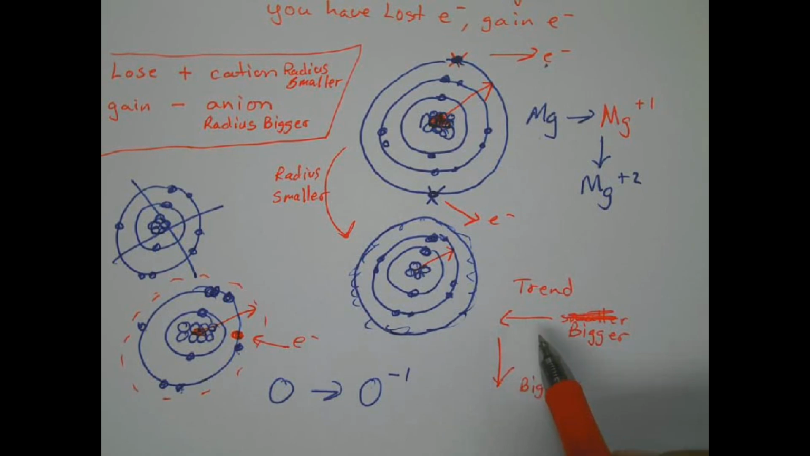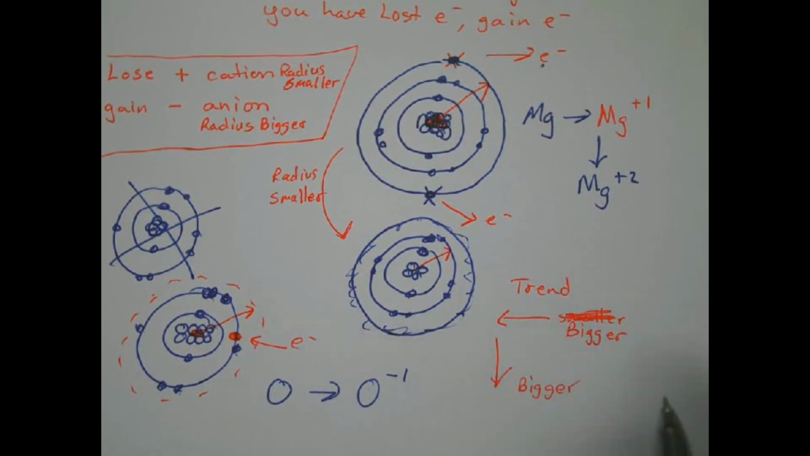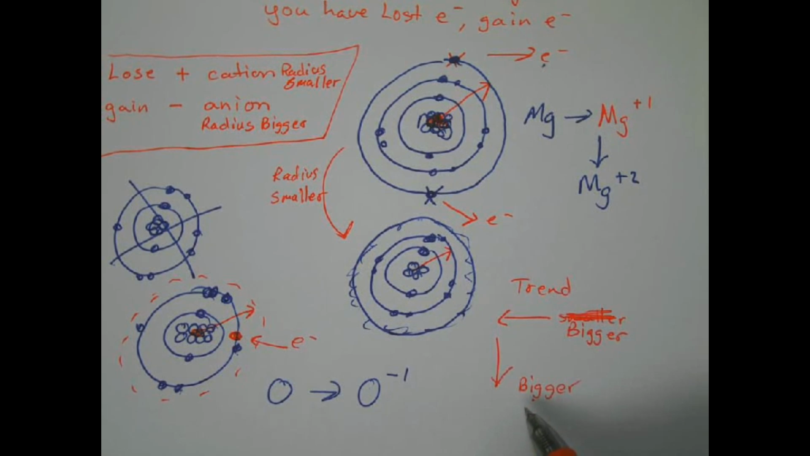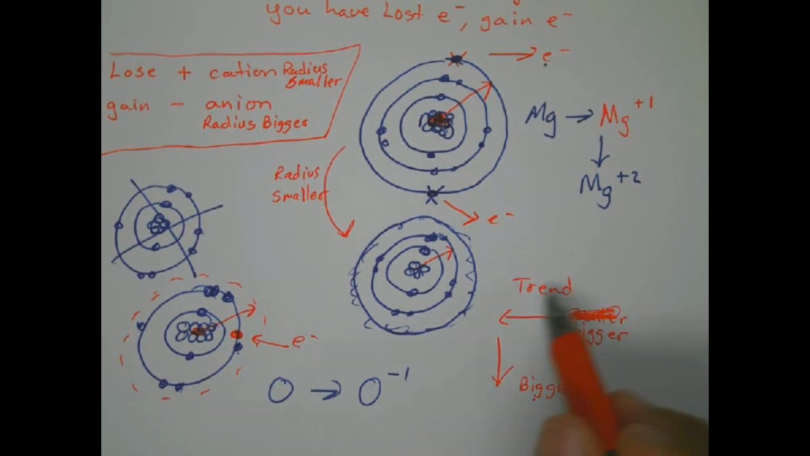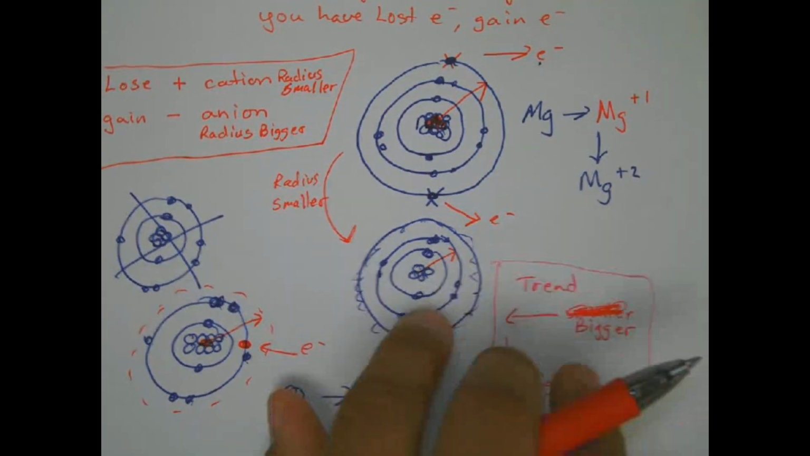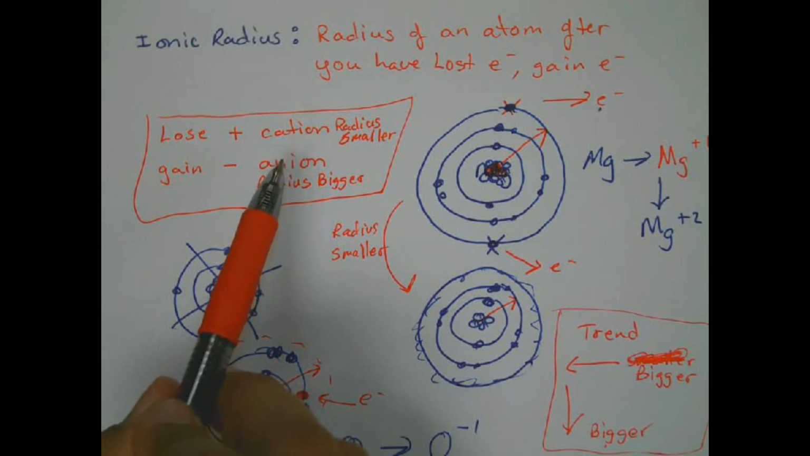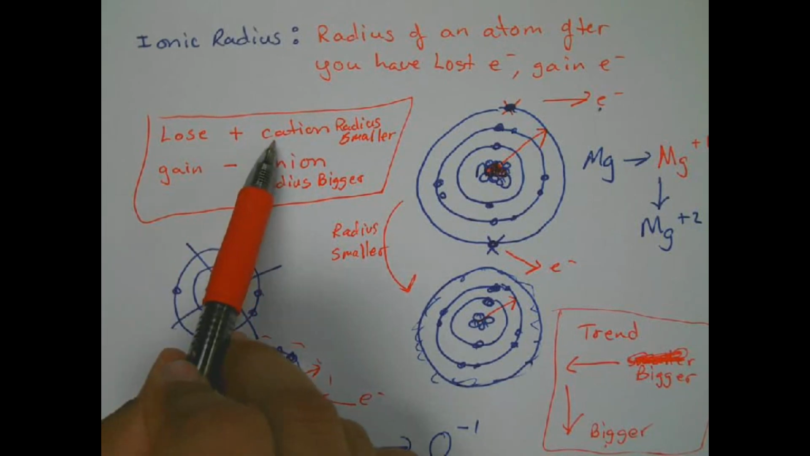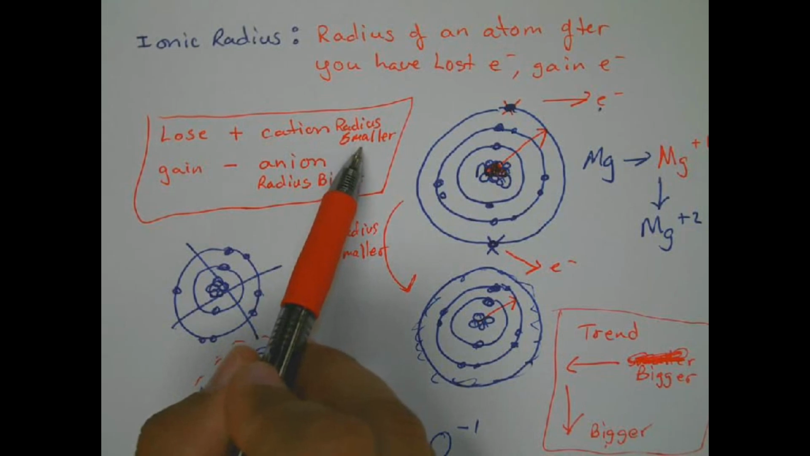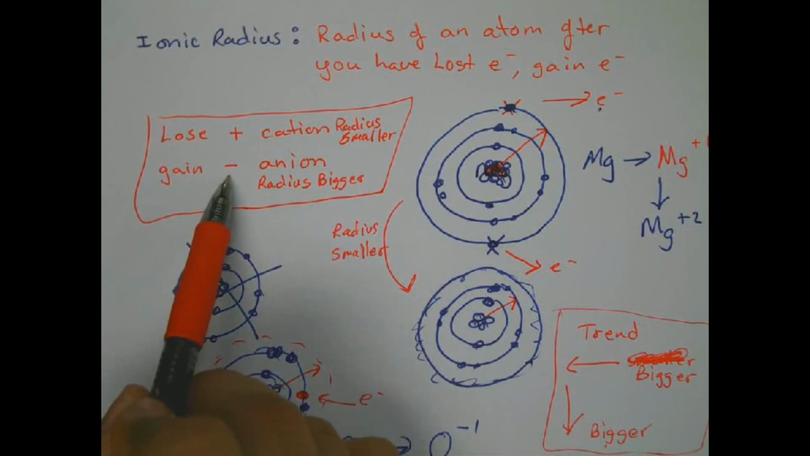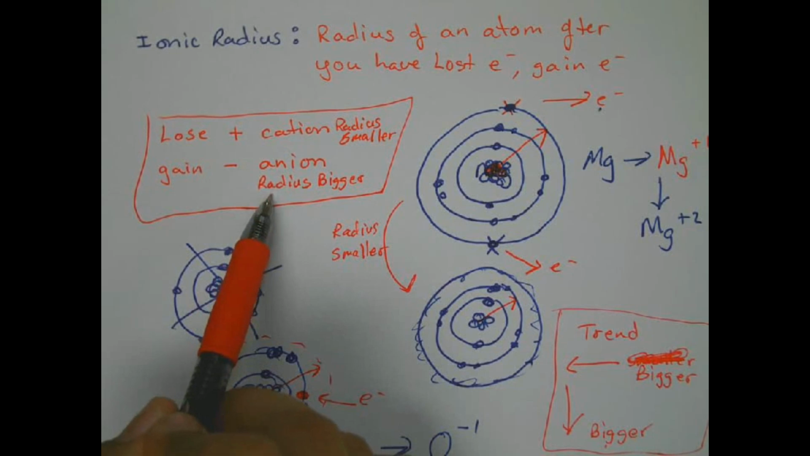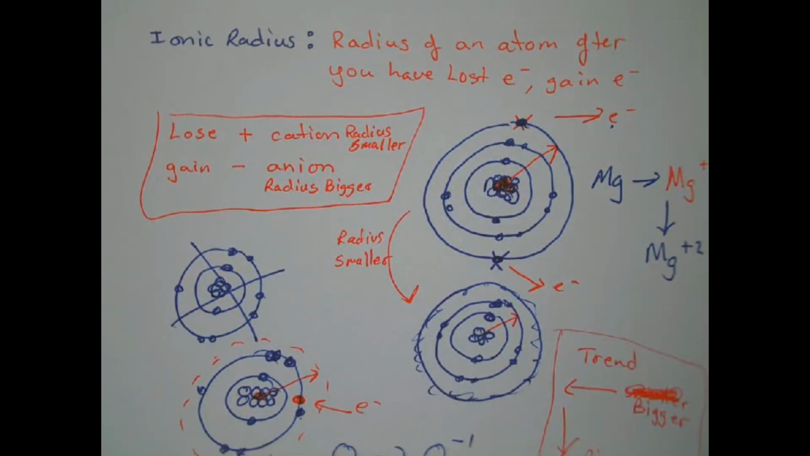Right? It gets bigger because there's less protons and it can't hold on to it as much, so it expands. And it gets bigger as you go down because you're just outright adding energy levels to it, right? So excuse my mistakes here. And just know that this is the trend also for ionic radius. But the big thing you need to learn for ionic radius, outside of this trend, is this right here. When you lose an electron, you take a positive charge, you could become a cation, and you have a smaller radius. When you gain an electron, you take a negative charge, it's called an anion, and your radius gets bigger.